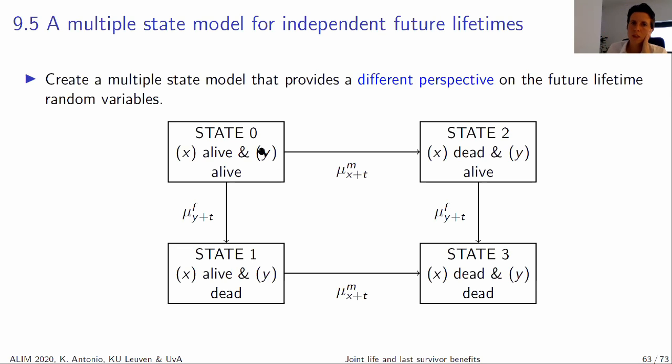And what we do here in the independent future lifetime setting is we assume that the transition intensity to go from 0 to 2 is the same as the intensity to go from 1 to 3. So it doesn't matter whether your partner is dead or alive. The only thing that matters here is your own age. In this case, I assume that X refers to a man and Y refers to a woman in the couple. So this is a different view on this whole joint life setting, by distinguishing these 4 states and then by making certain assumptions about the transition intensities that are applicable between these states.